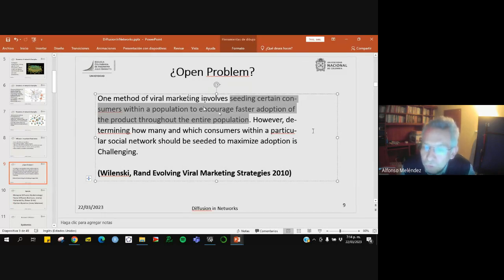And I hope in the future this problem gets more research, and there are good solutions to this open problem. However, determining how many and which consumers within a particular social network should be seeded to maximize adoption is challenging. Okay. Here is a very good article that discusses this open problem and gives a partial solution to the problem. Okay.